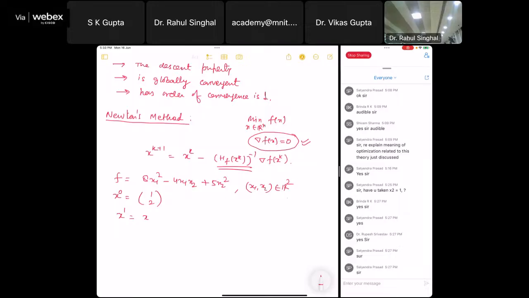x1 will be x0 minus the inverse of the Hessian matrix of f at x0, into gradient of f(x0). Now what is gradient of f(x) first of all? Gradient of f(x) in this case is (16x1 minus 4x2, minus 4x1 plus 10x2). And the Hessian matrix of f at x will be [16, minus 4; minus 4, 10].